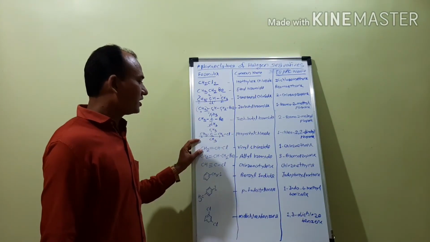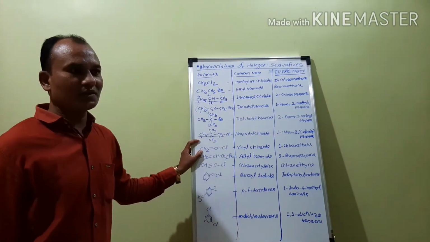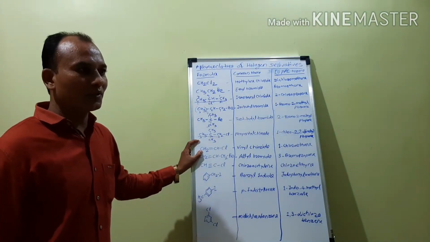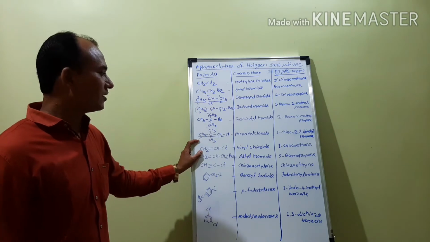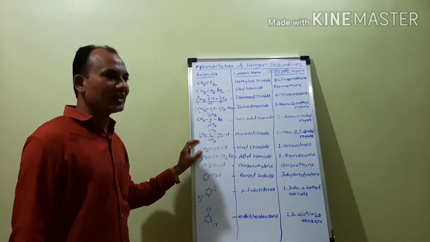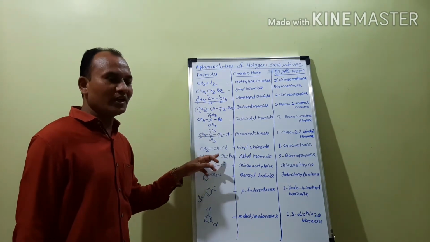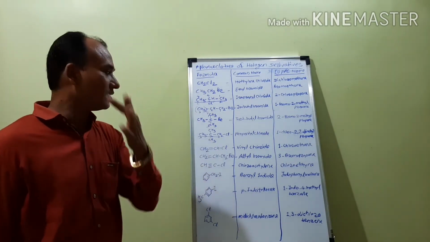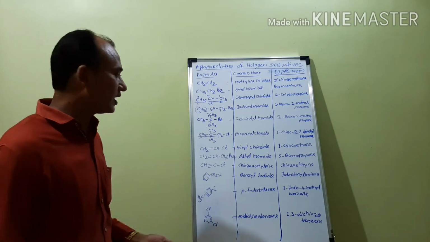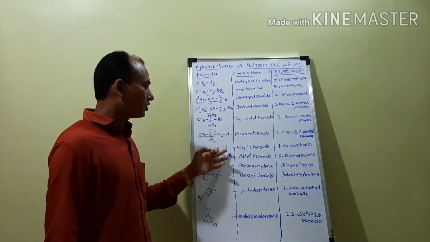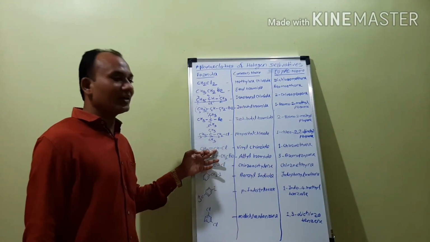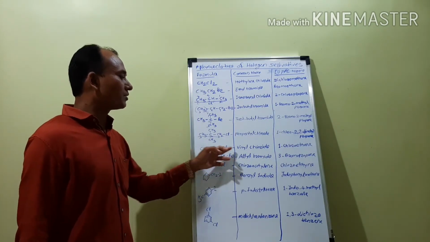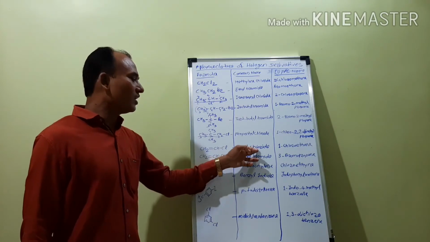Next example, CH2=CHCl. As you know, in the classification we already studied such types of halogen derivatives. It is a vinylic halide. If the halogen atom is directly attached to the doubly bonded carbon atom, then such types of compounds are called vinylic halides. So it is a vinylic halide because the chlorine atom is directly attached to the doubly bonded carbon atom, and therefore the common name becomes vinyl chloride.